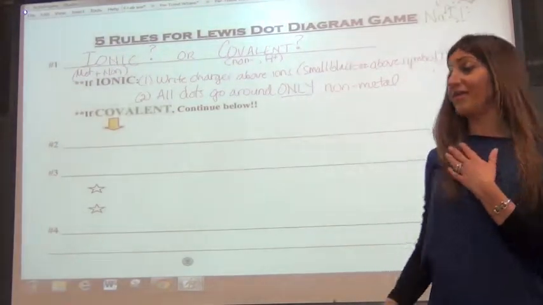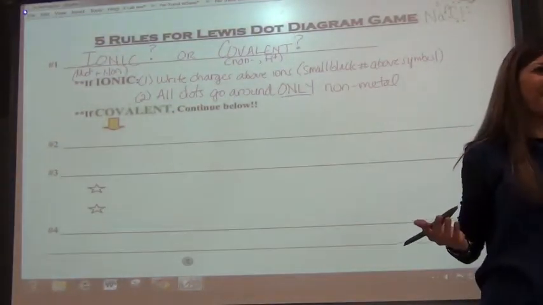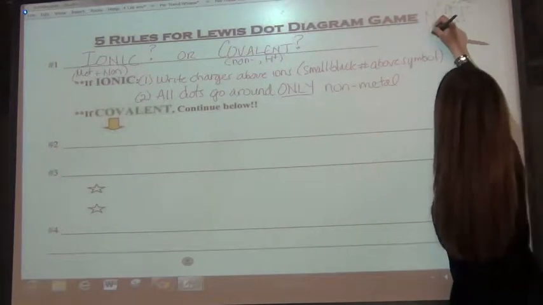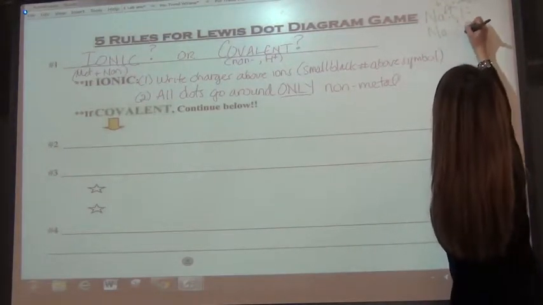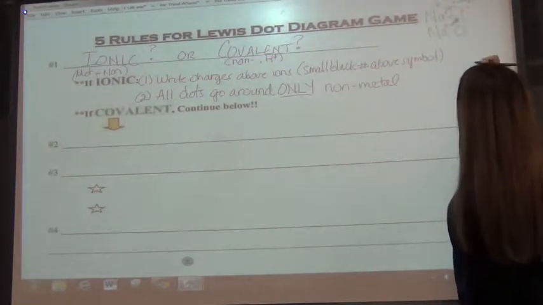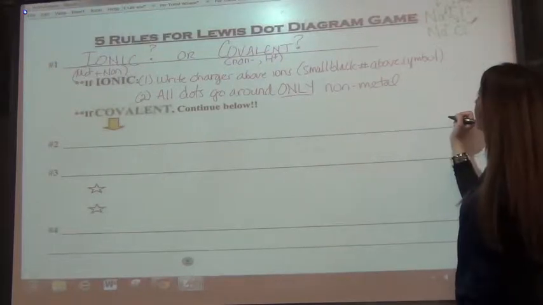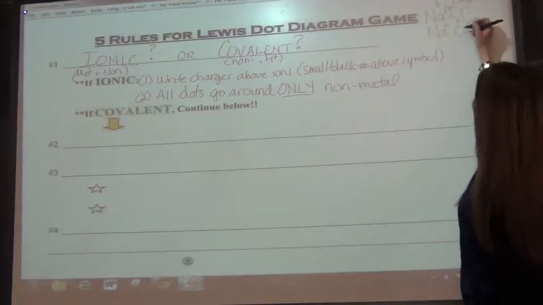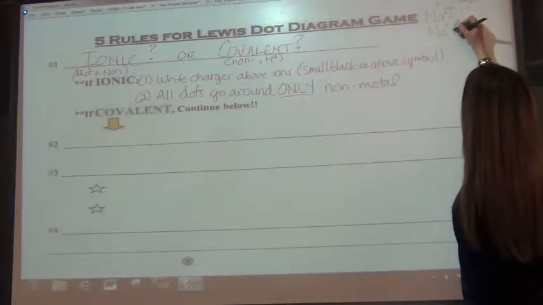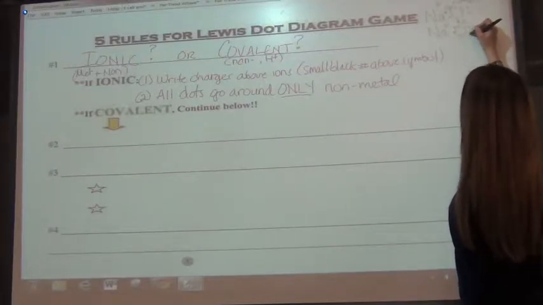I don't care for you to do it this way. We're going to do it backwards, but it's faster. So you're going to write NaCl. You're going to write the charges above each one, so Na is +1 and Cl is -1. And then you're only going to put the dots around the non-metal, which is chlorine.